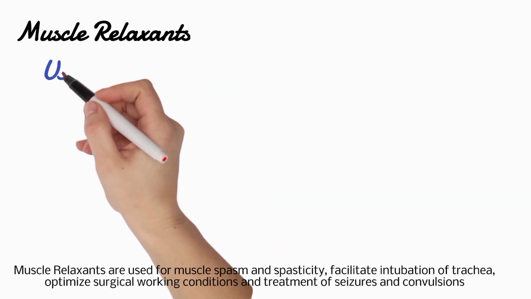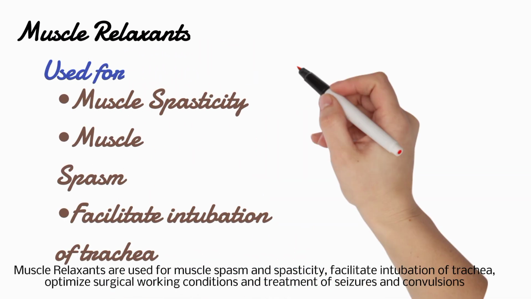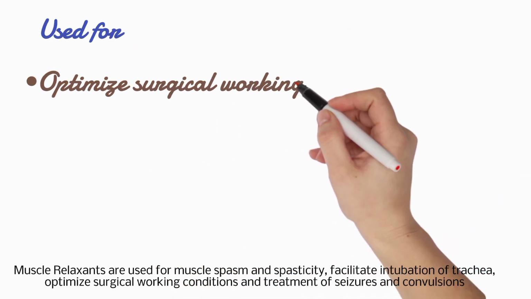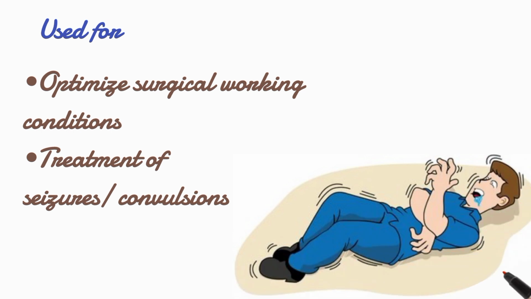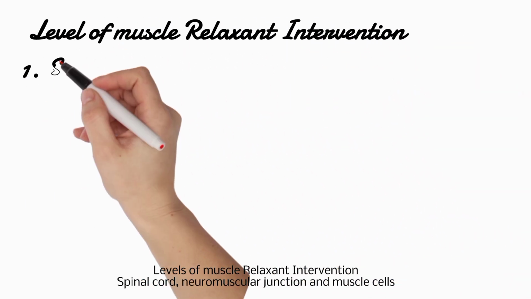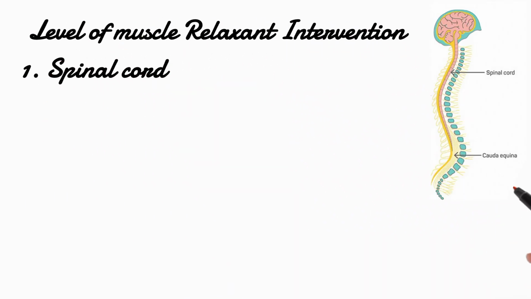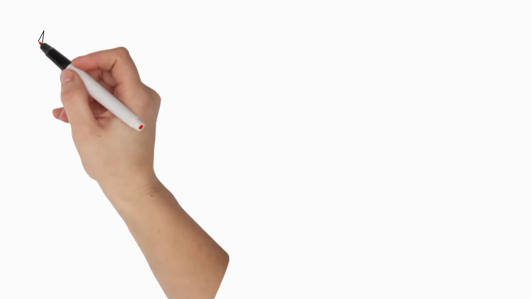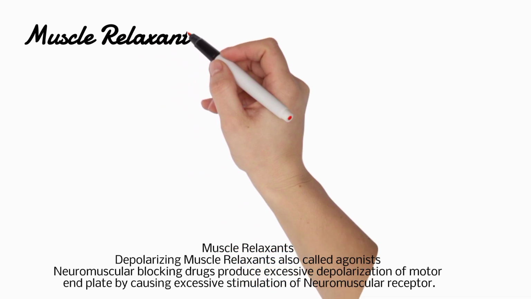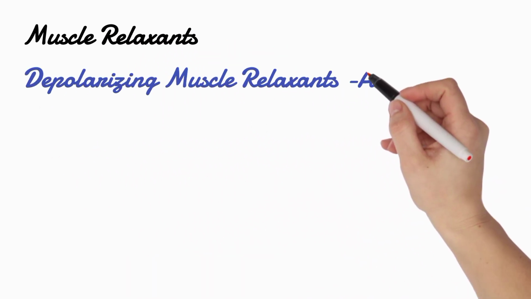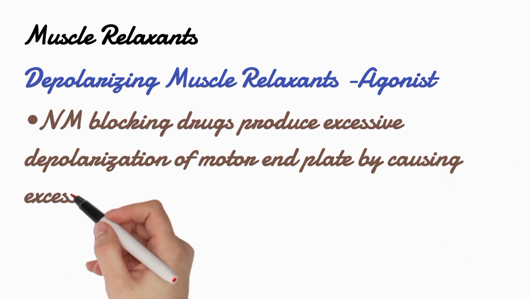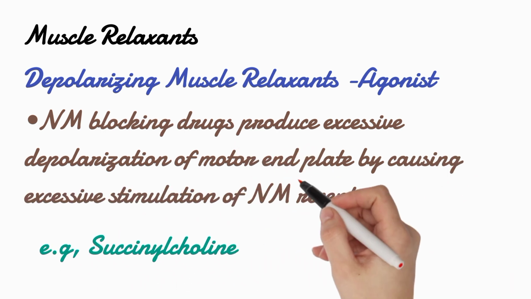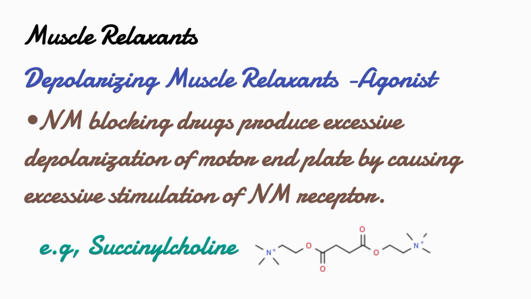Muscle relaxants are used for muscle spasm and spasticity, to facilitate intubation of the trachea, to optimize surgical working conditions, and for treatment of seizures and convulsions. Levels of muscle relaxant intervention: spinal cord, neuromuscular junction and muscle cells. Depolarizing muscle relaxants are also called agonists. These neuromuscular blocking drugs produce excessive depolarization of the motor end plate by causing excessive stimulation of the neuromuscular receptor.